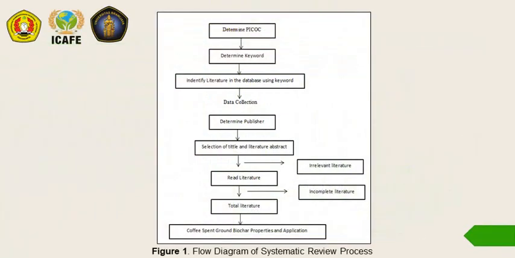Figure 1 is the flow diagram of the systematic review process. The steps of the systematic review process start from determining the population, intervention, comparison, outcome, and context, and then choosing keywords to find the relevant topic. Following this, the literature was selected and analyzed according to the topic to be studied, which is coffee spent ground biochar properties and application.